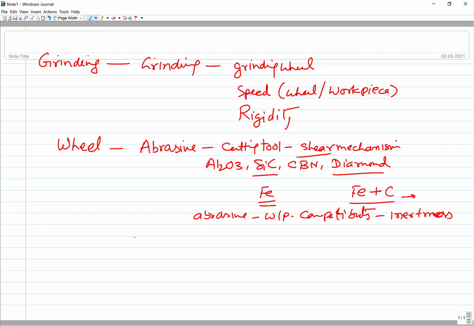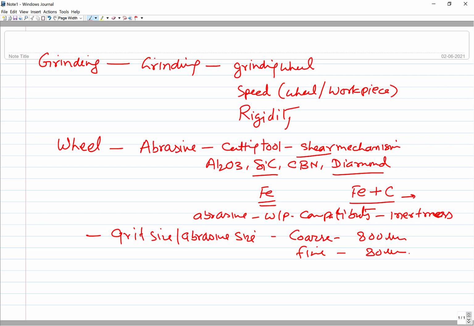So apart from the abrasives, there is grit size, which is basically the size of the abrasives. These can be very coarse, maybe say 800 micrometers, or very fine, say 80 micrometers. So all will be doing different roles. How the grit size affects this, I will talk about in detail later.